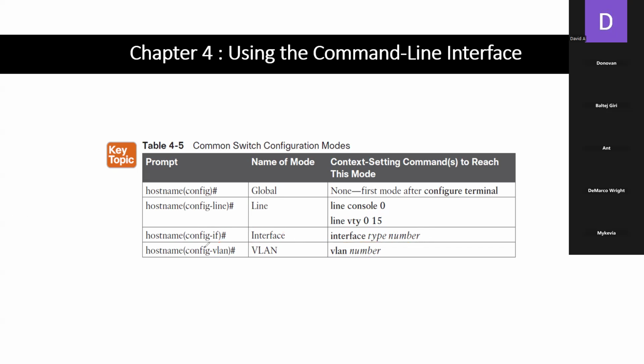And then, of course, VLAN configuration. This is not to be mistaken for configuring a layer 3 interface for a VLAN. That will still be interface configuration mode, just for a VLAN. VLAN configuration mode is a totally different thing. That is for layer 2. So whenever you see config-vlan, this is for layer 2. All right, let's keep going.